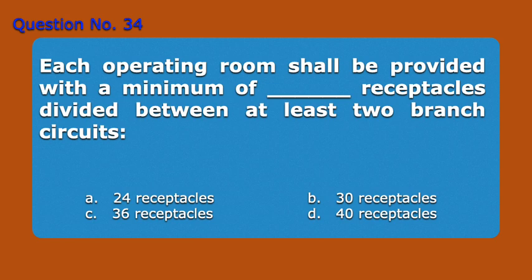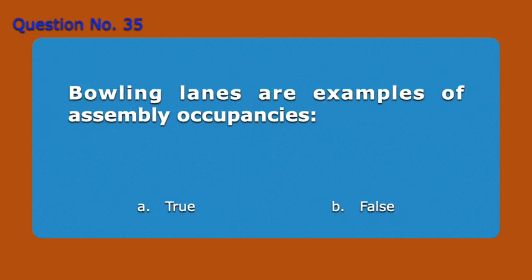Question number 34. Each operating room shall be provided with a minimum of blank receptacles, divided between at least 2 branch circuits. A. 24 receptacles, B. 30 receptacles, C. 36 receptacles, D. 40 receptacles. Answer, C. 36 receptacles.